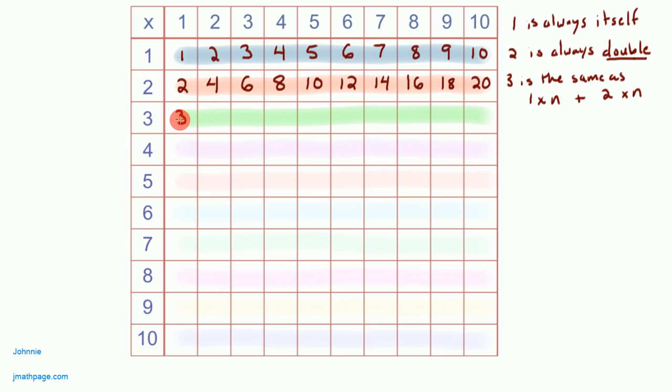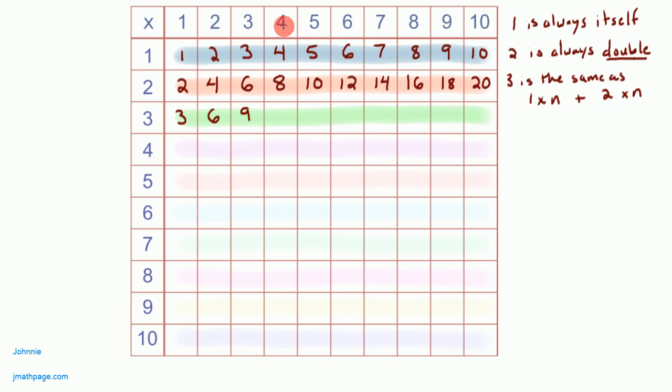Let's try this. 3 times 2 is the same as 1 times 2, which is 2, plus 2 times 2, which is 4. 2 plus 4 is 6. 3 times 2, or 3 plus 3, is 6. That makes sense, doesn't it? Let's try the next one. 3 times 3 is the same as 1 times 3, which is 3, plus 2 times 3, which is 6. And 3 plus 6 gives us 9.